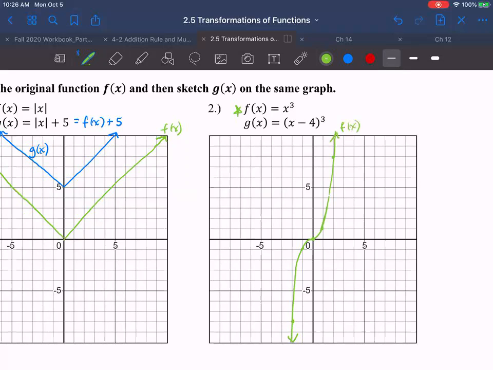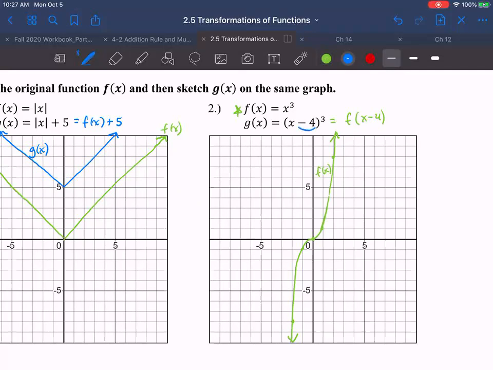But on this one, let me erase that, I put that in the way. This is f of x here in green. This is essentially f of x minus 4. All right, that's what that is. We're doing the -4 inside of the x cubed function. And so what that does is it's going to shift us to the right by 4.